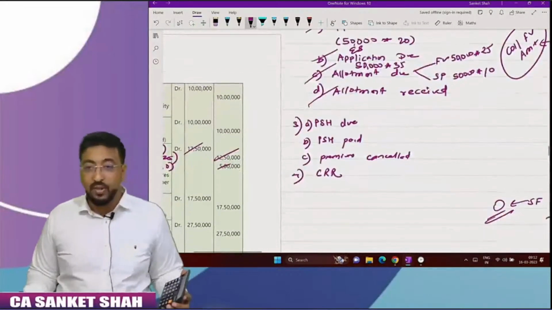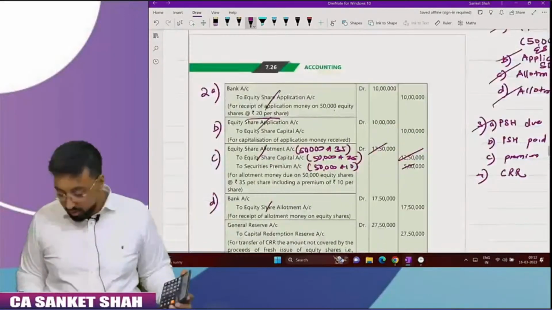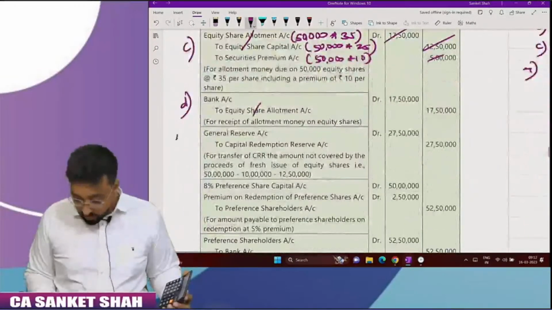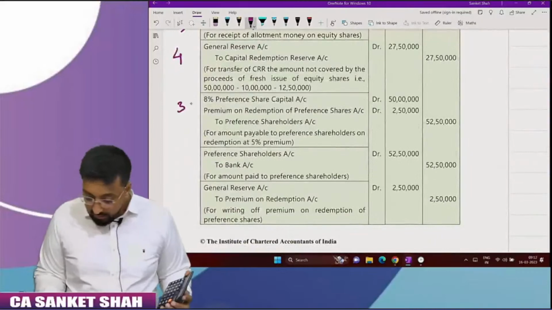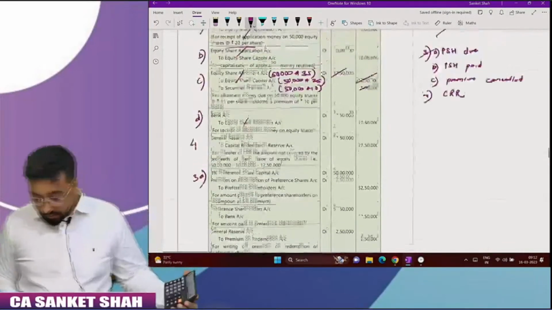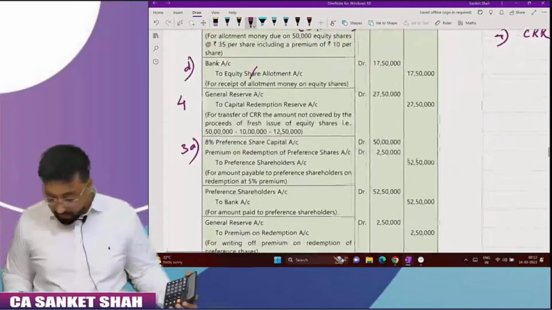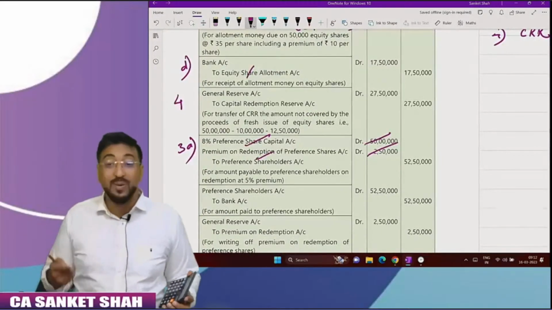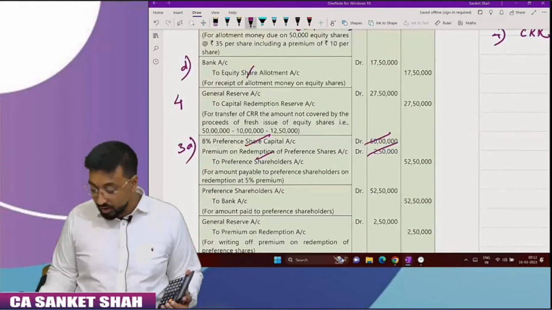Then beta, we will make preference shareholders due. So this entry will come in the last, this is the third entry, 3A. 8% preference share capital account debit 50 lakhs. Premium on redemption account debit 2,50,000. 5% extra we are paying to preference shareholders. So premium and holder will get cancelled.